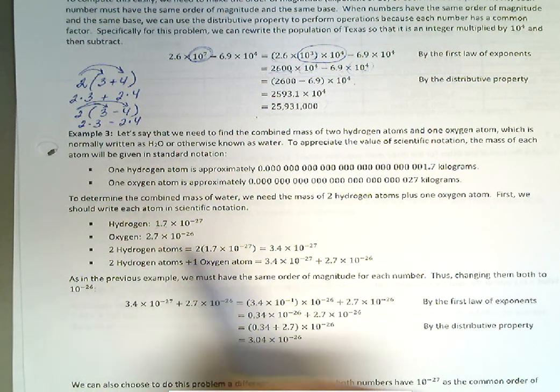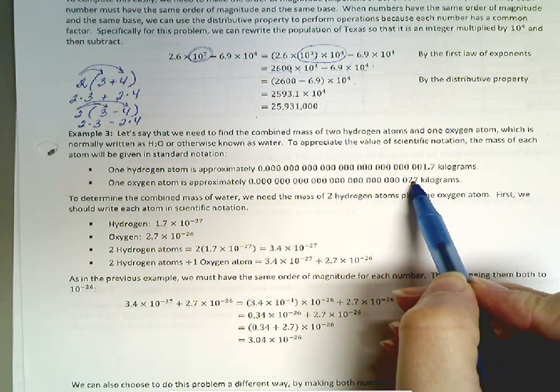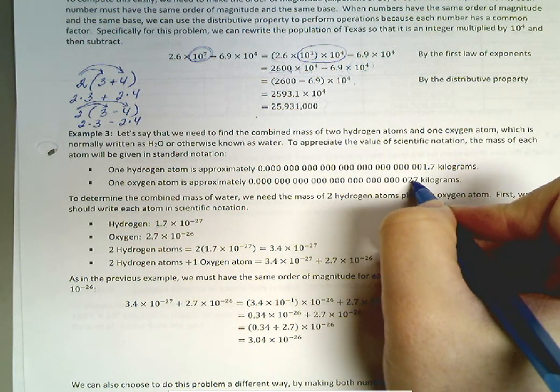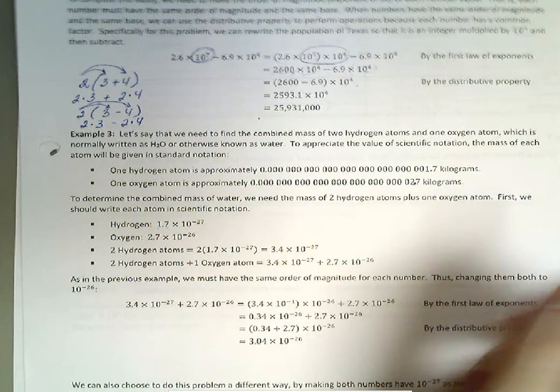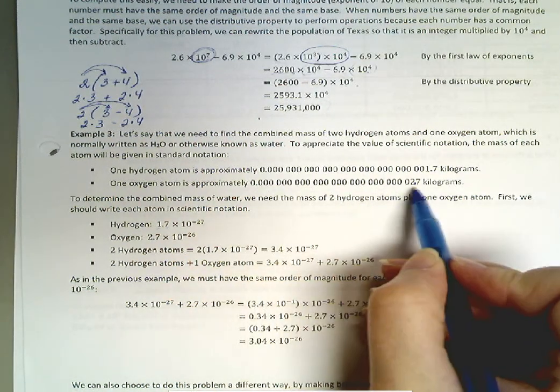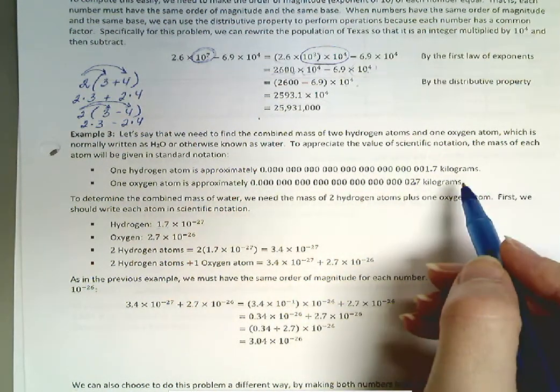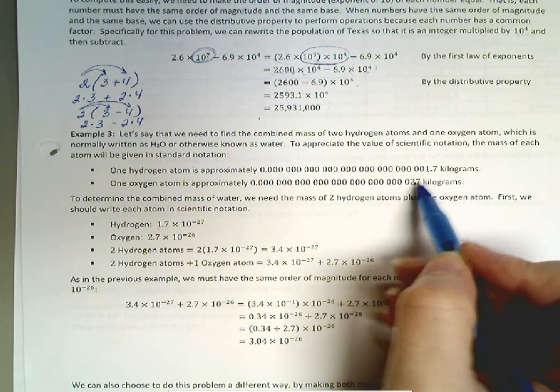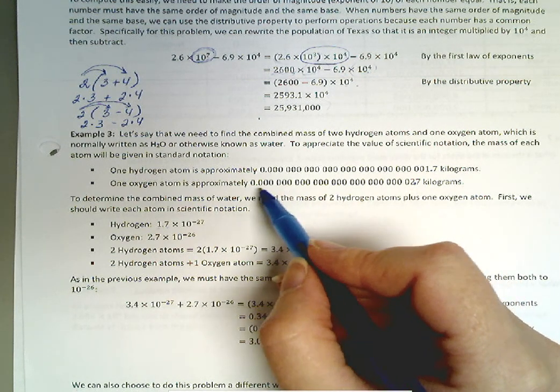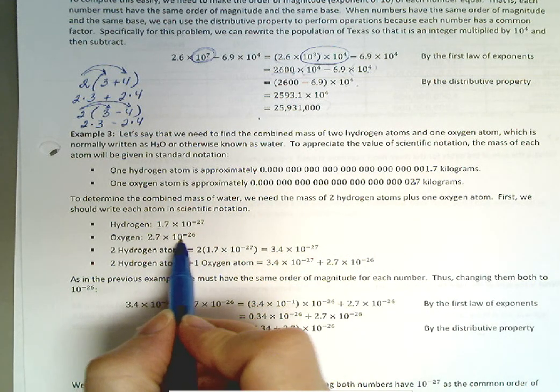Oxygen atom is 2.7, so I'm going to put the decimal right here. And again, we would count how many digits we have before the decimal. So again, it's going to be a negative exponent because the number is so small, and it's going to be 10 to the negative 26.